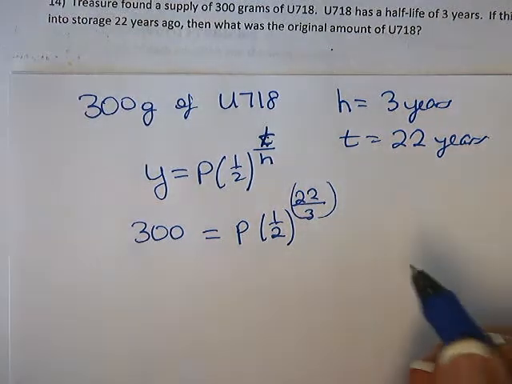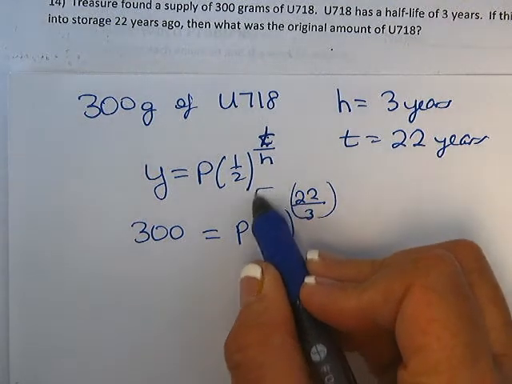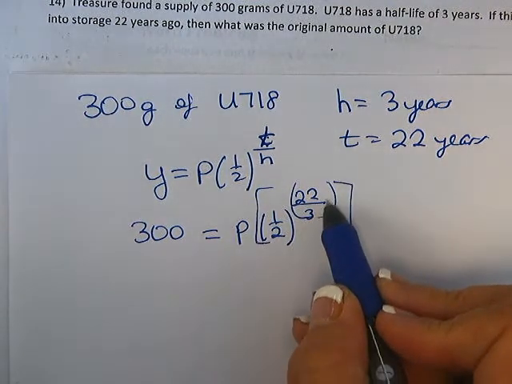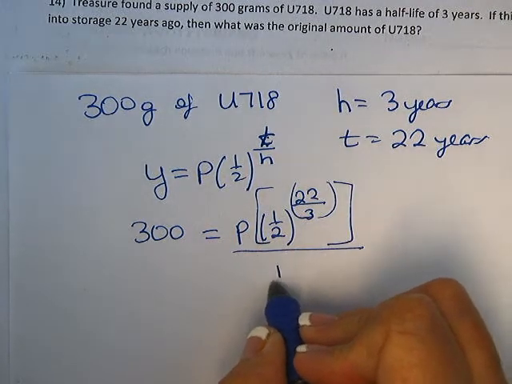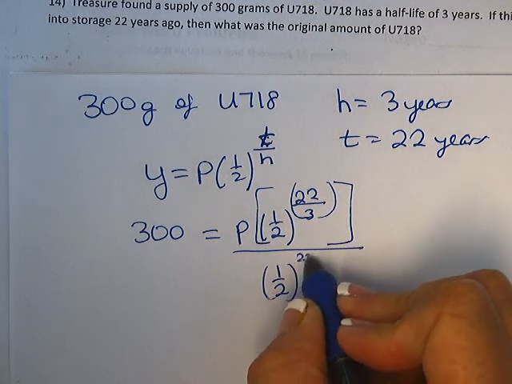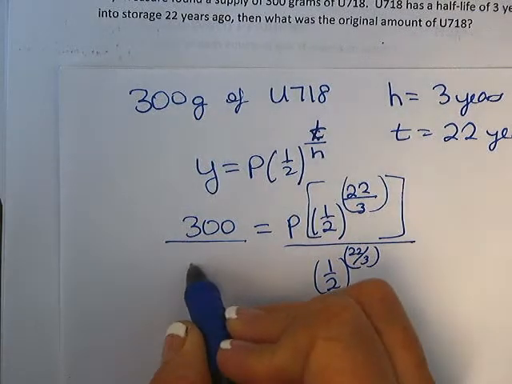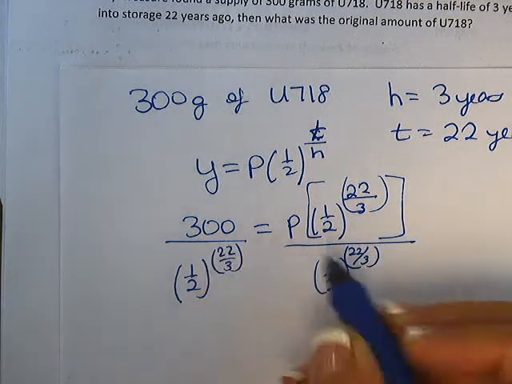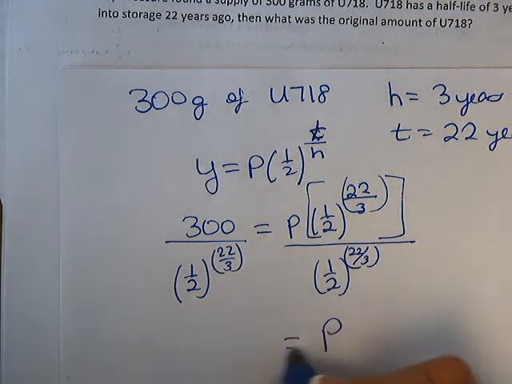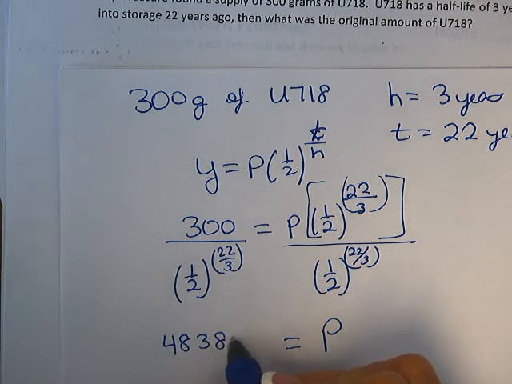Okay, so let's see what we need to do to solve this. I need to get P by itself, and P is multiplied by this term here. So I'm going to divide both sides by this amount. So I'm going to divide by 1/2 raised to the 22 over 3 power. And I will divide 300 by 1/2 to the 22 divided by 3 power. So P is equal to, when I plug this in my calculator, I'm going to get 48,387.